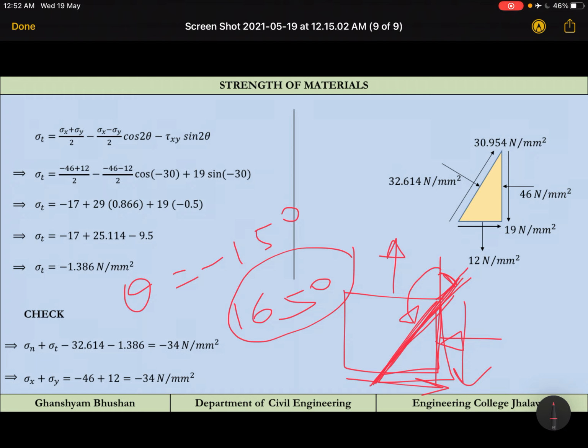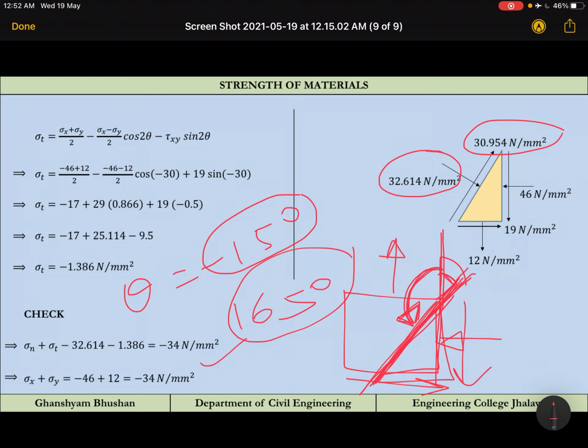Either put theta minus 15 or 165, but you have to be very sure that the plane should be taken from the y-axis. If you are taking in clockwise direction, then you have to put minus sign. If you are taking in anti-clockwise direction, then you have to calculate the angle. So if this angle is 15, the remaining angle will be 180 minus 15, that is 165. So this is compressive because negative sign is there, and this is in the same upward direction as we have assumed. Again you can calculate sigma n and sigma t, just add the values, you will get exactly the same, minus 34 megapascal.